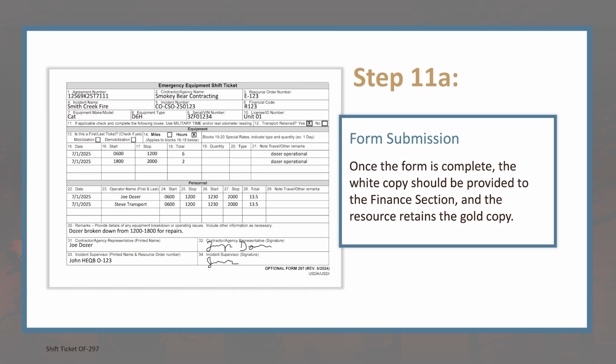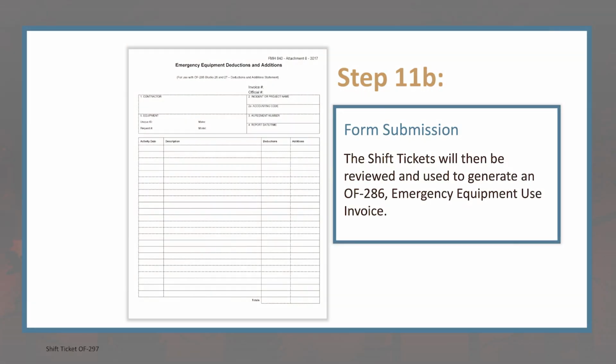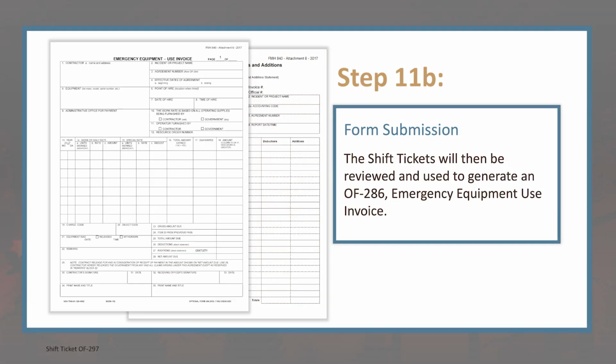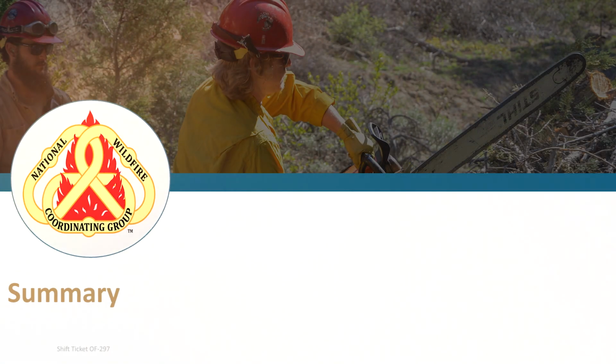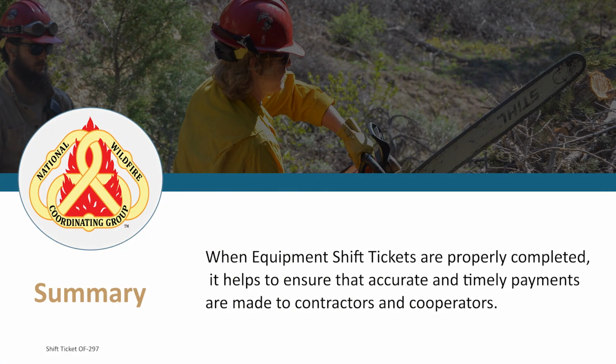Once the form is complete, the white copy should be provided to the finance section, and the resource retains the gold copy. The shift tickets will then be reviewed and used to generate an OF286 emergency equipment use invoice. When equipment shift tickets are properly completed, it helps to ensure that accurate and timely payments are made to contractors and cooperators.